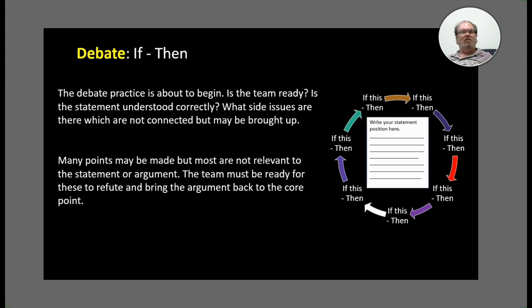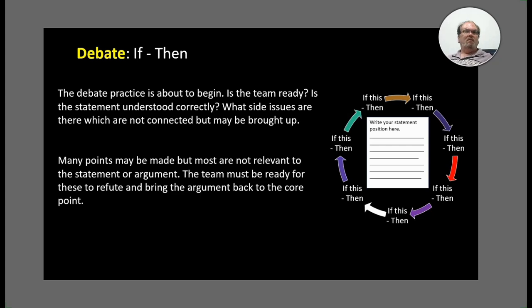What side issues? Sometimes people find arguments that are not really good arguments for the debate, but they will speak them, and you want to hear them and catch them and then respond to them in disagreement. Those are side issues. They are not important, but you want to hear them and bring attention to them and say they don't match the statement.